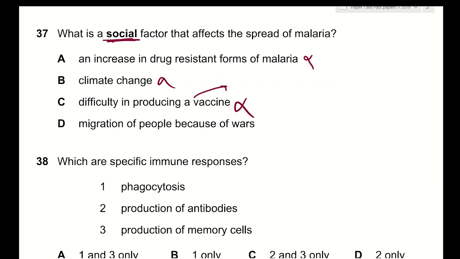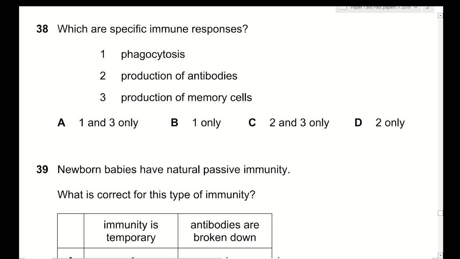And by the way, the reason for this, it is correct. The reason is that Plasmodium is a eukaryote, so it has a higher antigenic variability. Therefore, it's difficult producing a vaccine. For D, migration of people because of wars. Now, yes, this is a social factor, and the answer is going to be D.